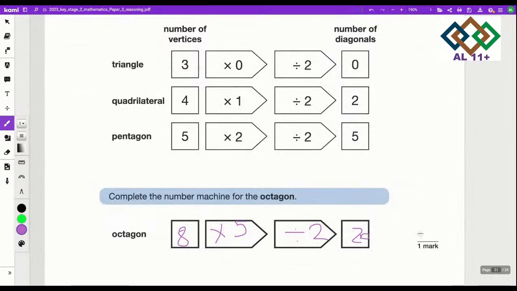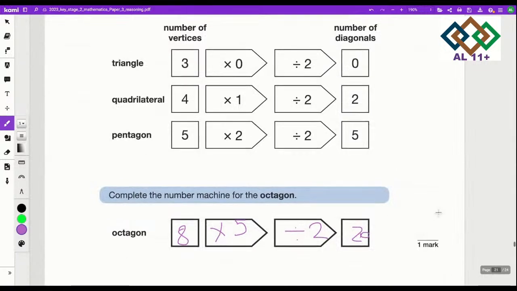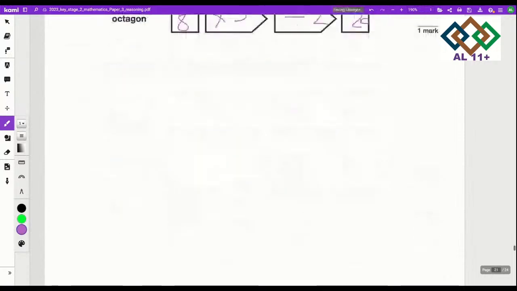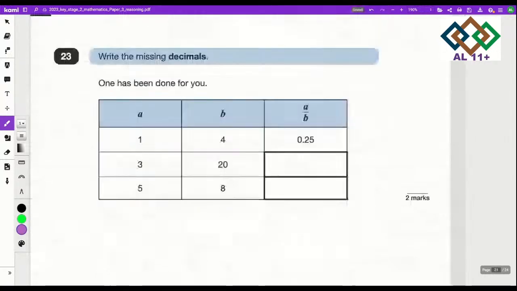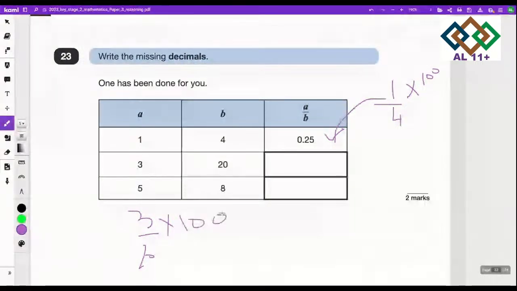And now we are on the last one. That's number 23. So number 23 is write the missing decimals. One has been done for you. So basically, what are you going to do? You're going to do like the first one they did. Half multiply by 100. This one is done for you guys here. So the next one you will do 3 by 20 multiply by 100. 0 to 0 gone.